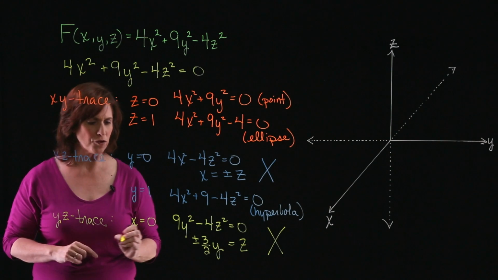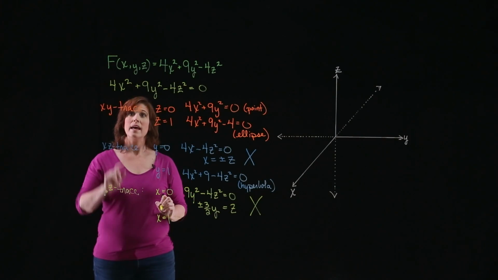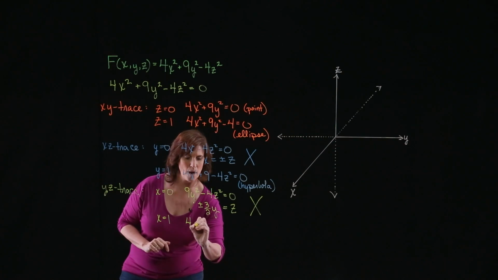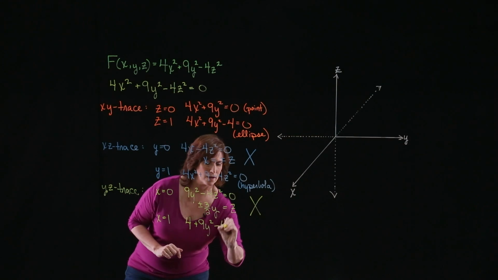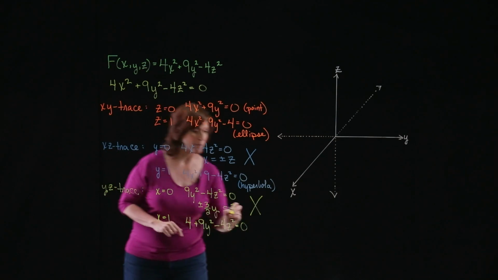All right, let's try one more trace. Let's see what happens when x equals 1. If x equals 1, I'm going to have the equation 4 plus 9y squared minus 4z squared equals 0. And again, this is a hyperbola.